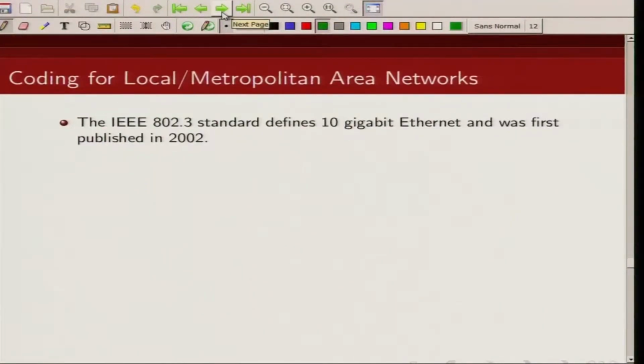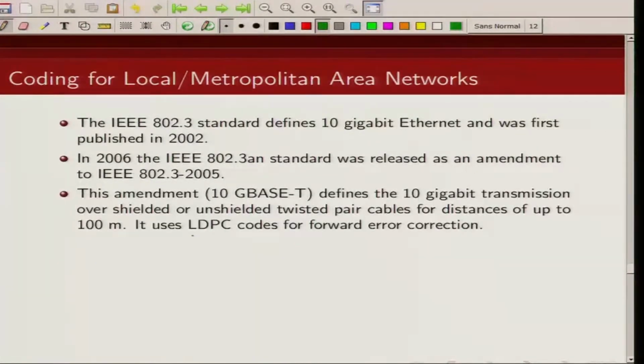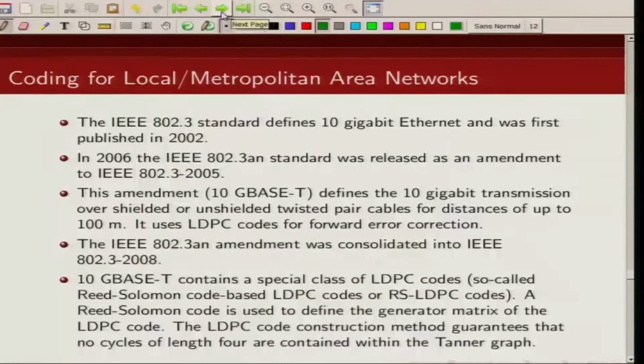Now for 10 gigabit Ethernet also, LDPC codes have been suggested. LDPC codes have been used for forward error correction here for 10 gigabit Ethernet transmission, and it uses Reed-Solomon code based LDPC code. The Reed-Solomon code is used to define the generator matrix of the LDPC code, and this construction ensures that there are no 4-cycles in the LDPC code.